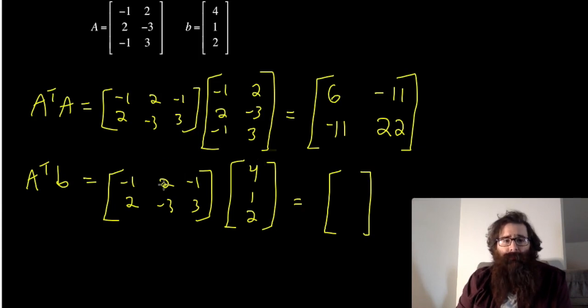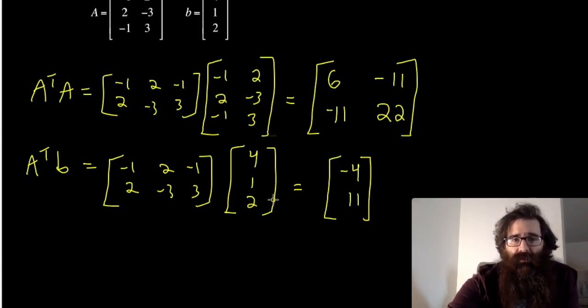-1 times 4 plus 2 times 1 plus -1 times 2. So -4, and then plus 2 minus 2 just leaves me with that -4. And then for that last entry, 2 times 4 plus -3 times 1 plus 3 times 2. So that's going to give me 8 minus 3 plus 6. So 6 minus 3 is going to give me 3, and then 3 plus 8 is going to give me 11. So there we have all of our stuff.